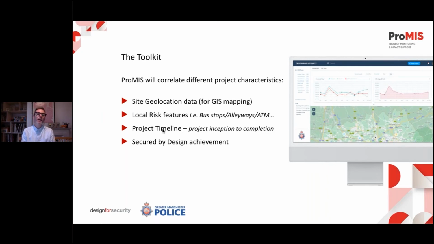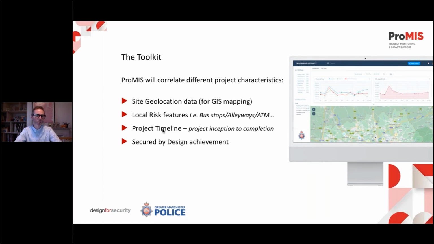We'll also be looking to create a much more detailed database of each individual project and the local risk features that are involved. As consultants, we go out and undertake a site survey before the development takes place. So that gives us an understanding of what's happening within the area. And some of those key features we can then cross-analyze against the crime data that we've got. So some of those local risk features might be a bus stop, an alleyway, an ATM machine, or a local pub. And these could be crime hotspots for the future development that's taking place. So it's important that we understand and register where these local risk features might be.